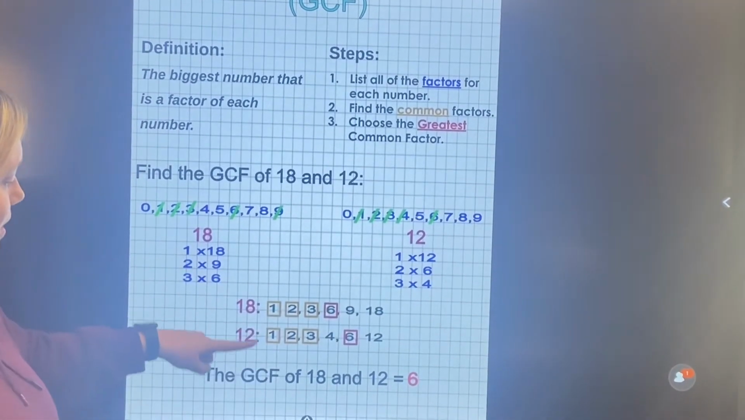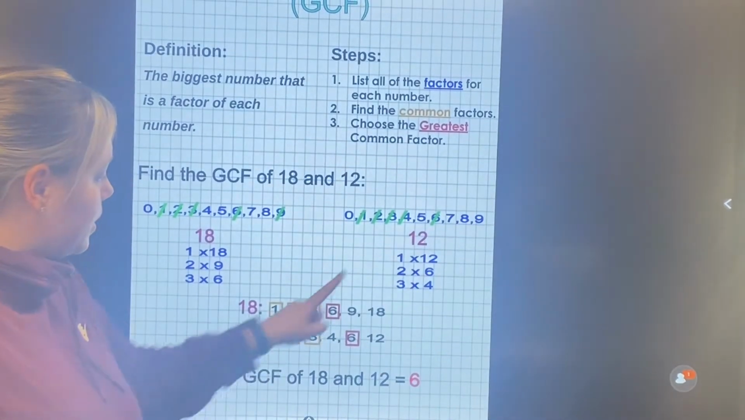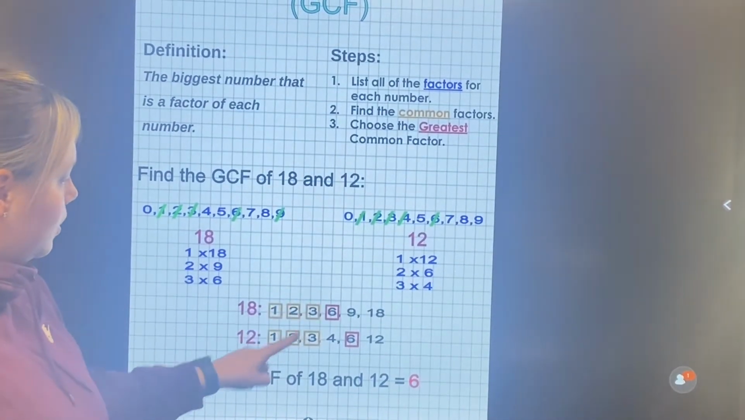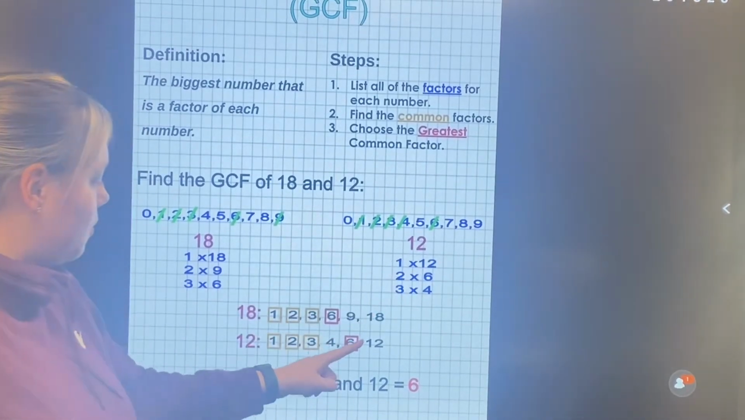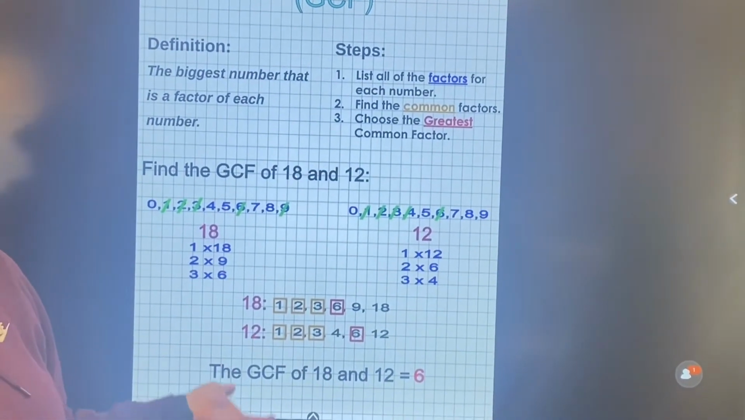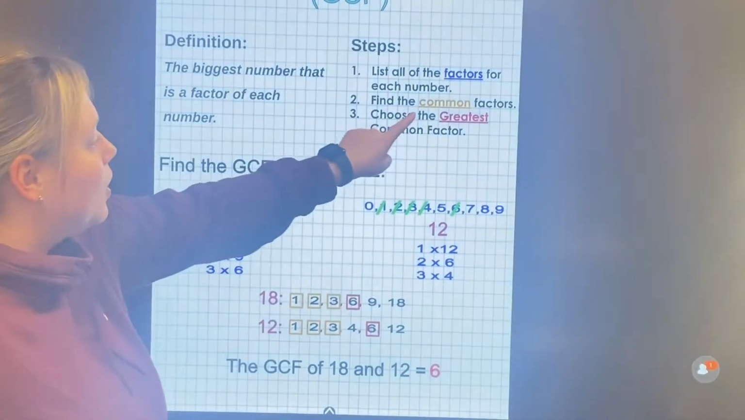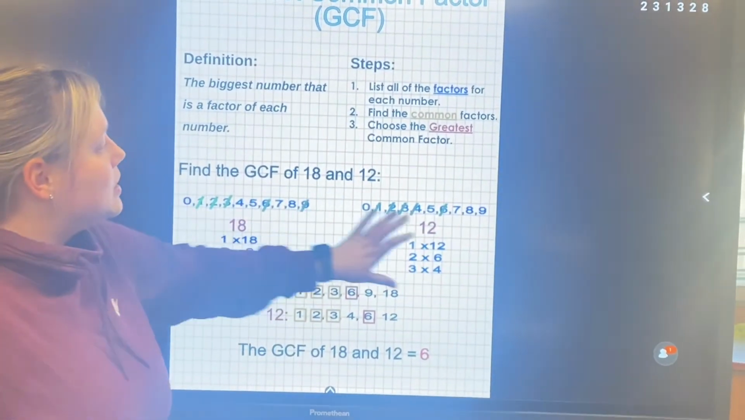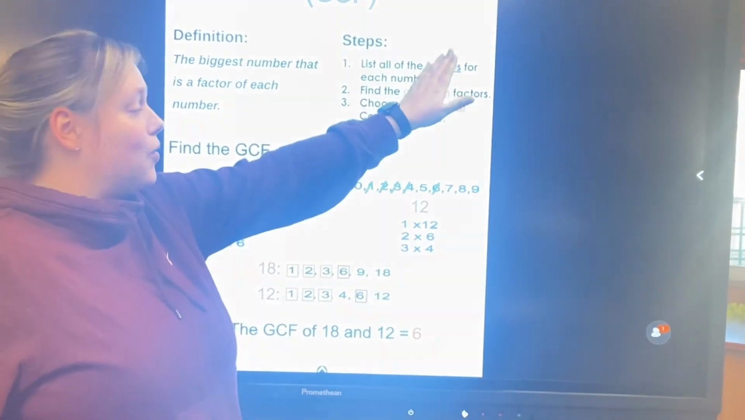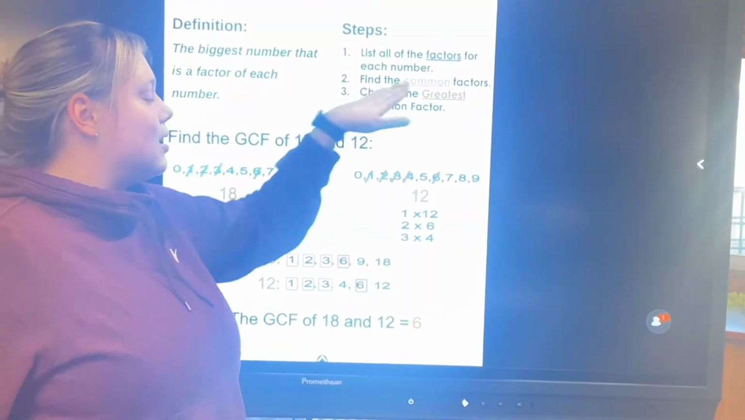And I'm going to do it the same way below. 1, 2, 3, 4, 6, and 12. Now I'm going to look for what was in common because remember, I have to find the common. All the blue up here, those are the steps you have to take when you're finding the factors. Now I'm looking for what's in common.